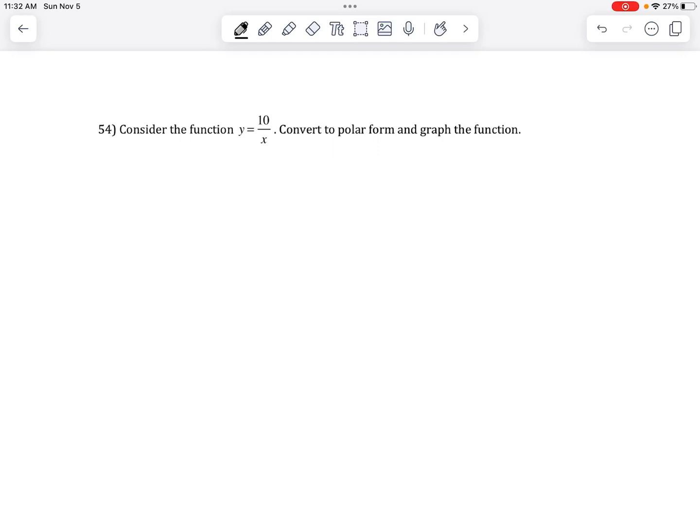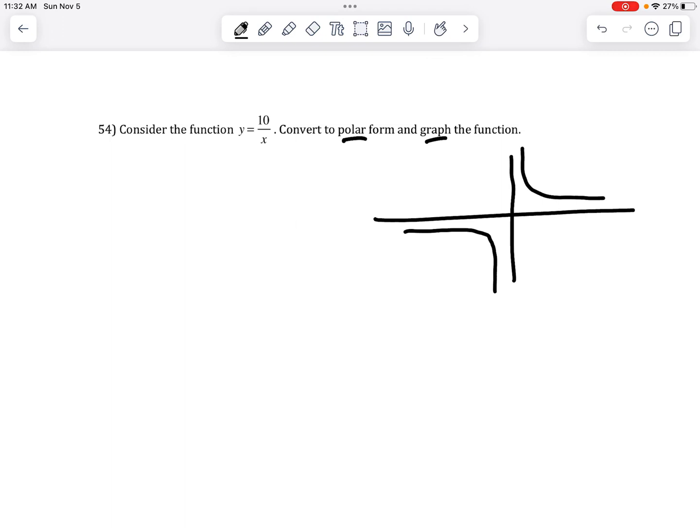So we start with this basic function, which is very much like y equals 1 over x. And that has a graph that looks basically like this. So when I change it to polar form and then I graph it, the graph should look something like this, which is a hyperbola.